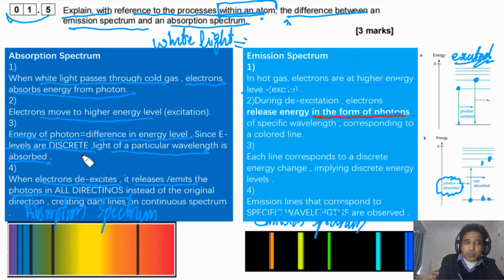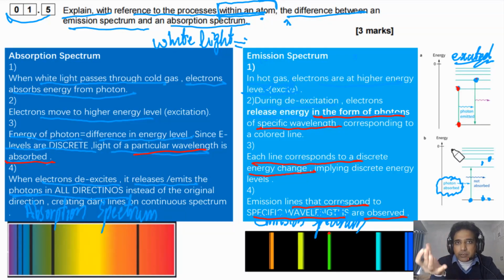Here they absorb photons, and here they release photons of specific wavelengths, according to a colored line. Each line corresponds to a discrete energy change, meaning a jump from one energy level to another energy level. Emission lines that correspond to specific wavelengths are observed. So based on this energy difference, we will see a certain line. Let's say this line is representing one energy difference and this line is representing another difference in energy levels. So we will see certain photons.